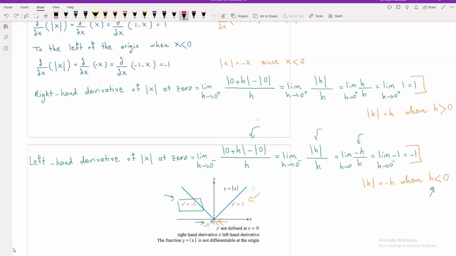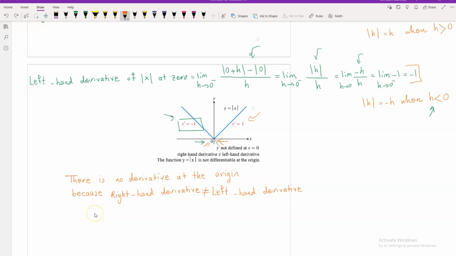So what we have here, on left side we have negative 1, and on right side we have positive 1 for y prime. That means there is no derivative at the origin because the one-sided derivatives differ. Or in other words, there is no derivative at the origin because right-hand derivative is not equal to left-hand derivative.